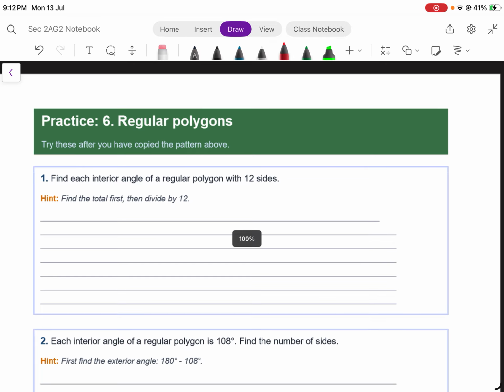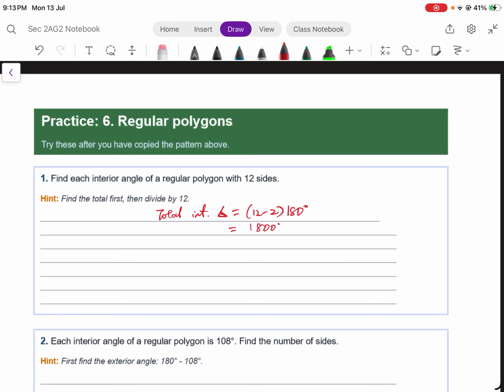They ask you to find the interior angle of a regular polygon with 12 sides. In here, find the total first, then divide by 12. Pause first, try on your own, then unpause and check the answer. Total interior angle equals, for 12 sides, 12 minus 2 times 180. So it's 10 times 180, 1800 degrees.